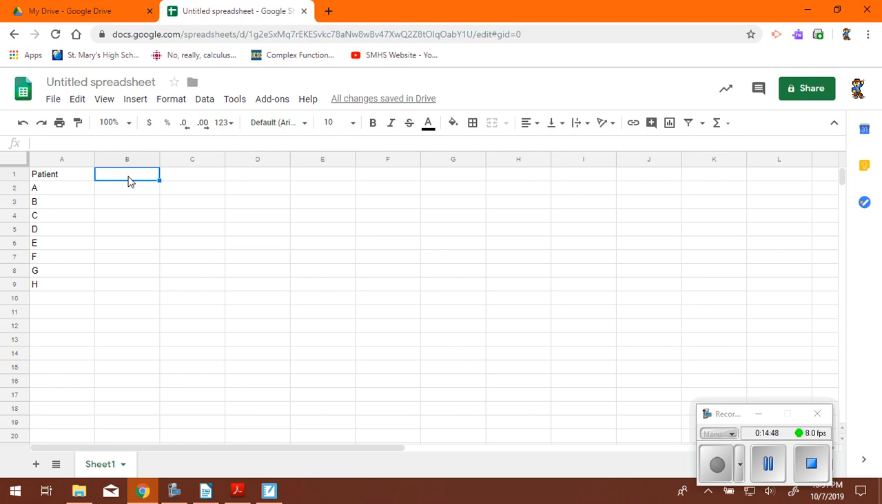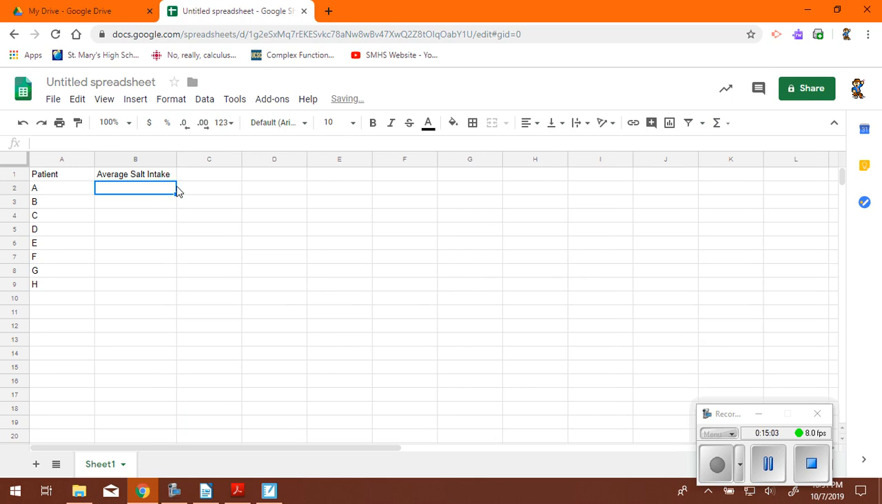Second column I'm going to use, this is average salt intake. Now notice how they didn't quite fit. Okay, you can change the column size if you click at the top and just drag it over a little bit. You get some more space.